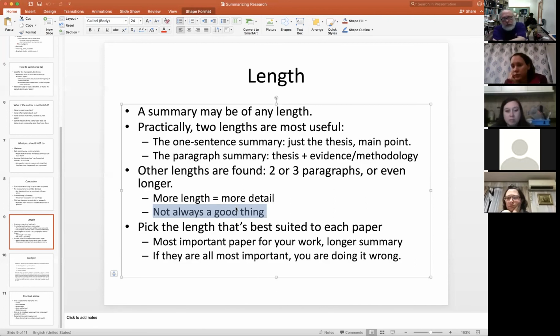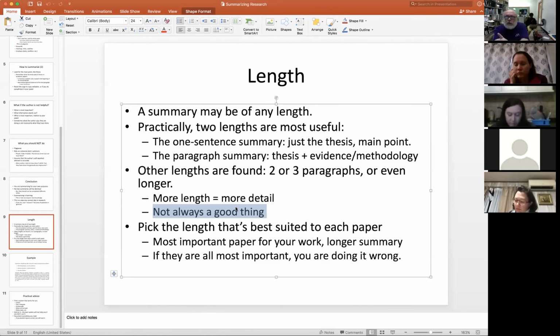And then pick the length that works for you. If you are doing a very detailed analysis of something, then there might be some crucial paper, some really important one that you want to do a longer, more detailed summary of, and that's fine. If you have found the one source that does everything, you want to do a much more in-depth job than for the others.